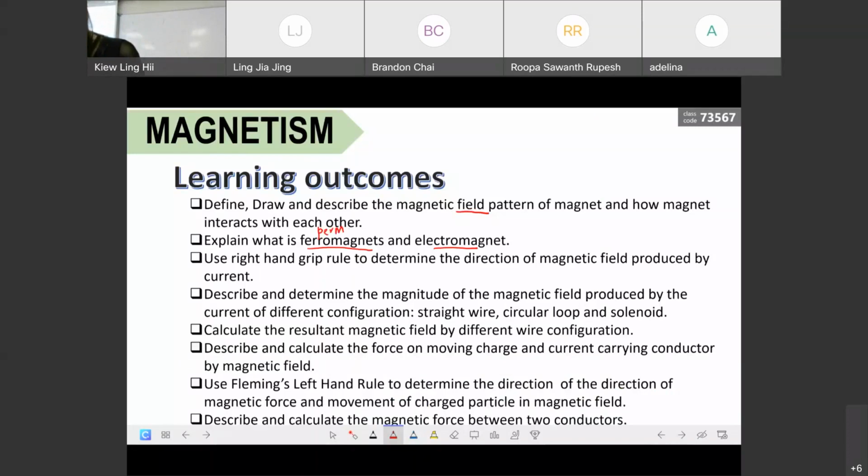Or I call it as born to be magnet, meaning that it is originally a magnet when it was first being invented or created. So ferromagnets. Electromagnets is a temporary magnet. So the difference between them, what are they? So to determine the directions of magnetic field using right-hand grip rule, and also the relationship between the magnetic field and also current.